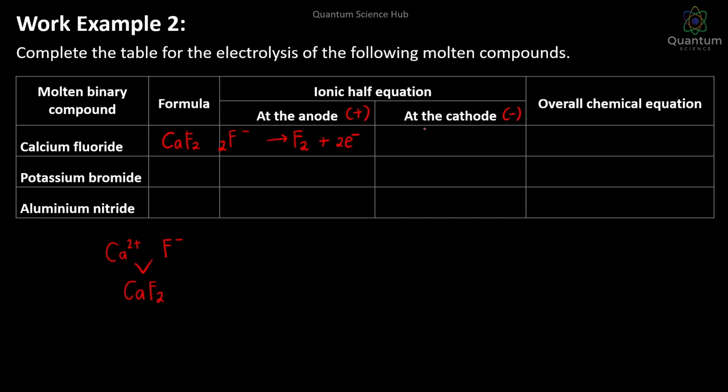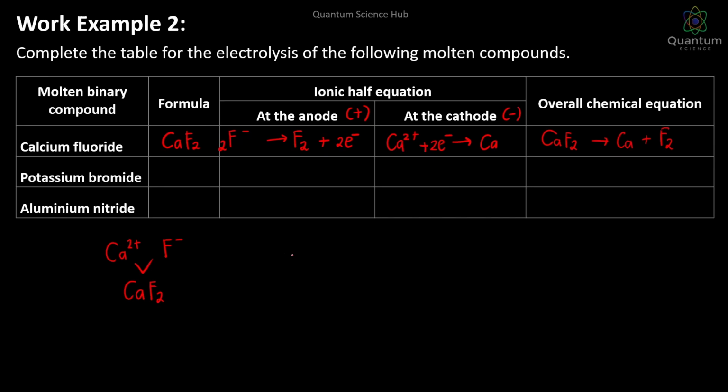While at the cathode, it is Ca2+ wanting to become an atom. And it is monoatomic, right? It is not a diatomic molecule. So how to balance the ionic half equation? Just put 2 electrons in here, okay? And what about the overall chemical equation? Now make sure they have the same number of electrons, which is 2 and 2. So altogether it will be CaF2 will become Ca plus F2. Okay? It's going to be pretty easy because they have the same number of electrons.